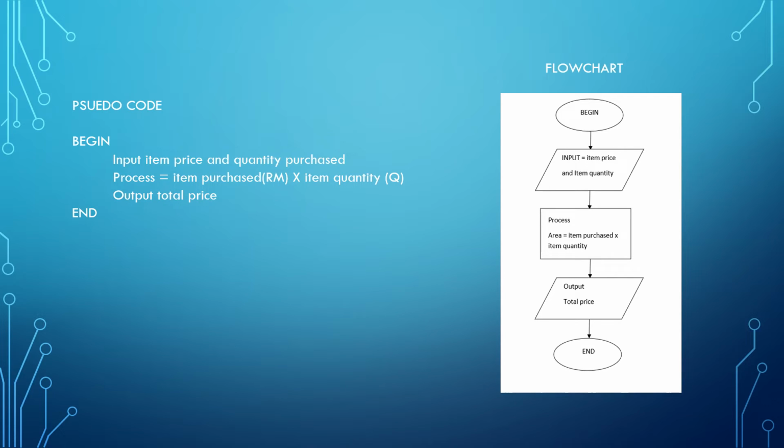On the right side is the flowchart. It's quite similar to the pseudocode. It starts with begin, input item price and item quantity. The process is item price multiplied by item quantity, and finally the output will be the total price, and end.